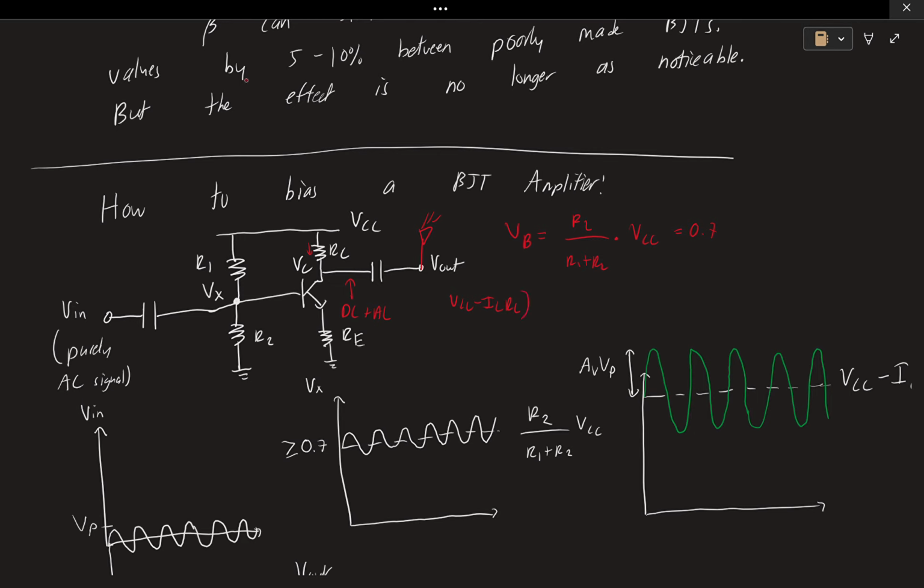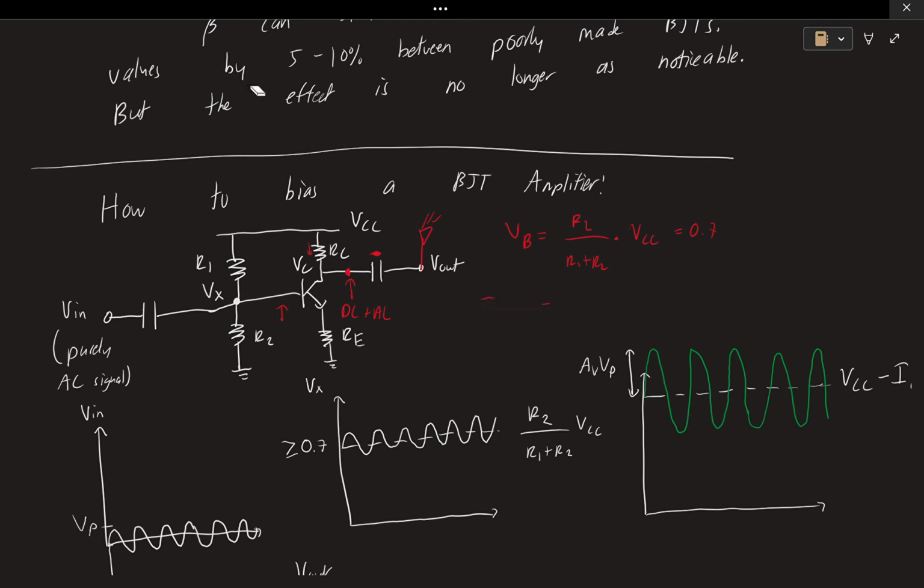On top of that, we're going to have our input signal here. We're going to have our VIN times AV, right? And this is just V out. So at that node over here, we have DC and AC, okay? This capacitor is going to block this DC component, such that our V out now is purely just VIN times AV, just our AC signal, okay?